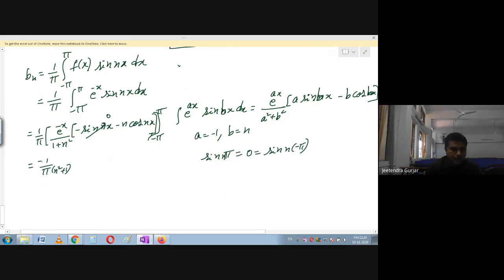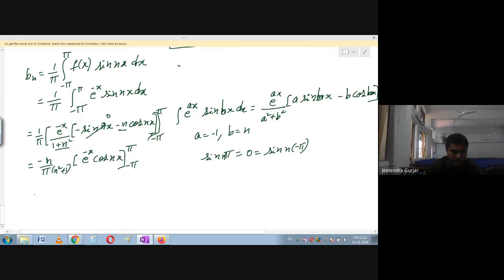Minus is there, I am going to take minus outside. N is there, I am going to take outside. This minus n outside, and 1 plus n square outside. So what is remaining here, friend? e raised to minus x cos nx, upper limit and lower limit pi and minus pi. Now substitute the values, friends.